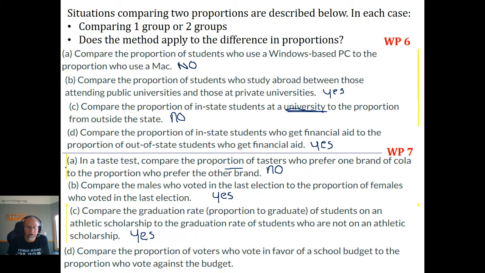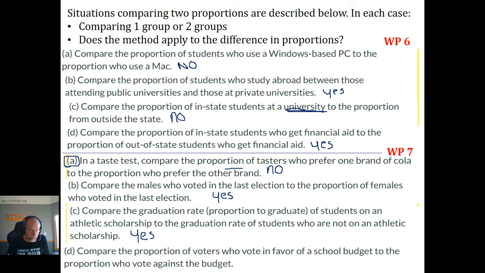Whereas, and I'll go back up here to this one, that was a no. This was the taster. So this was just a group of, let's say, 1,000 people. And then we broke them into two separate items. Where down here in letter C, we have two completely different segmented groups of people.